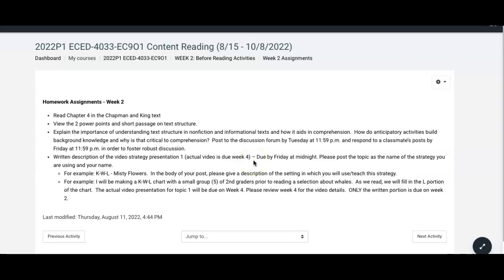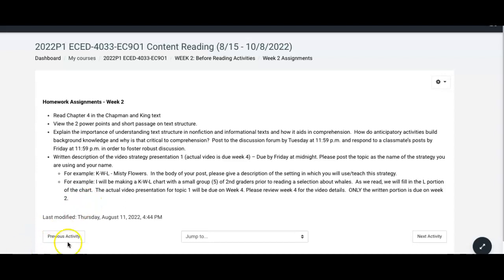What you're going to do is post the topic as the name of the strategy you are using and your name. For example, if I'm using the KWL chart, I'm going to have KWL, Misty Flowers. And in the body of the post, I'm going to give a description of the setting in which I'm going to teach this strategy.